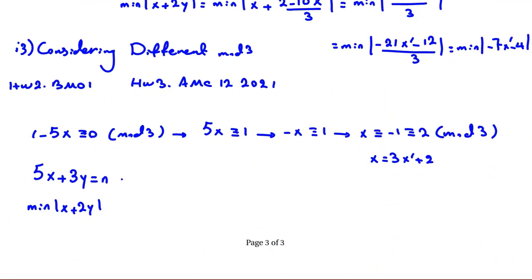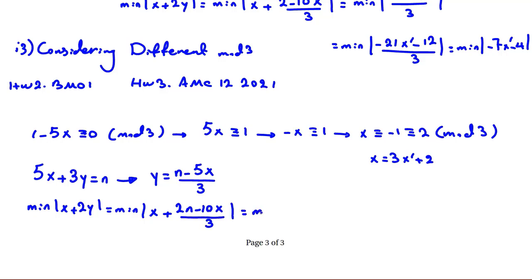Here again we use replacement, y equals n minus 5x over 3. We know x and y should be integers. We replace y in this part, and then we want to find the minimum of x plus 2 times this, 2n minus 10x over 3. And it will be the minimum of 3x minus 10x, negative 7x, so 2n minus 7x over 3.